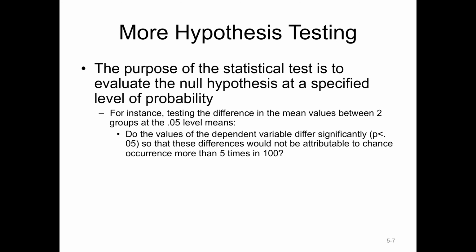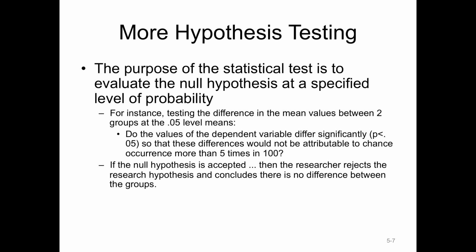So do the values of the dependent variable differ significantly, p less than 0.05, so that these differences would not be attributable to chance occurrence more than 5 times out of 100. So that's a probability. Are you willing to accept that, you the researcher? And typically an experimental researcher, in research that we are doing, we are accepting that. Some papers that you see, they may actually give you the p-values. They won't say p less than 0.05. They'll say p equals 0.02 or something.